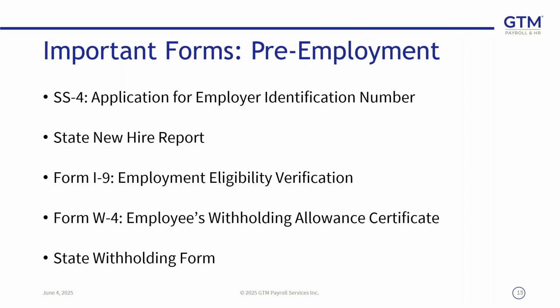The family will also need to be set up as an employer with their state and file a new hire report. And they'll also need to obtain a Form I-9 from their employee, which we'll get into more in a moment. If they're deciding to withhold income taxes from the employee, they'll need to obtain Form W-4 and a state withholding form from their employees.